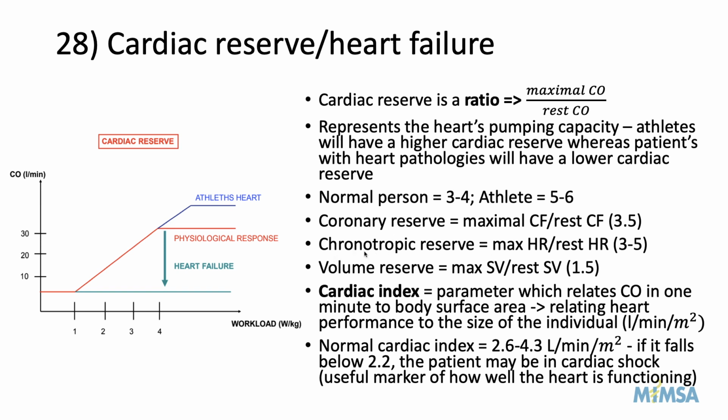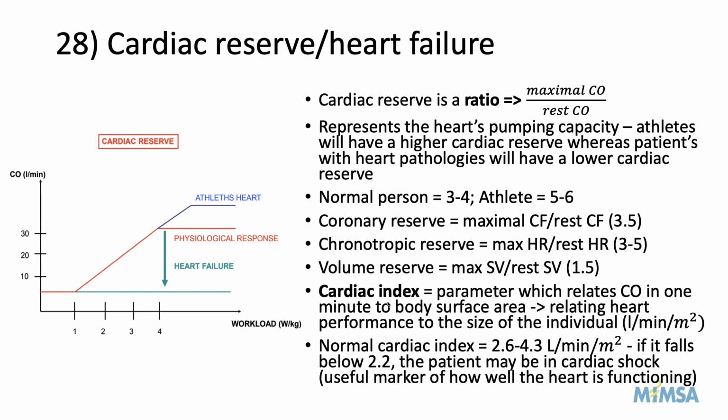You also have your chronotropic reserve, which is the max heart rate the heart can reach divided by your rest heart rate, which is again around 3 to 5. And you also have your volume reserve, which is your max stroke volume divided by your rest stroke volume, which is about 1.5. The main important ones are your cardiac reserve and the coronary reserve.